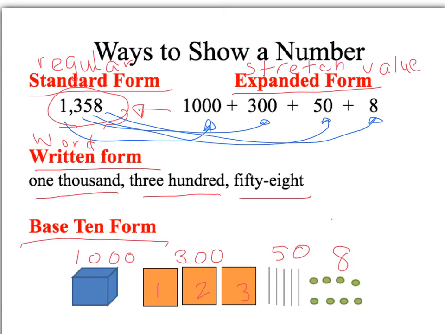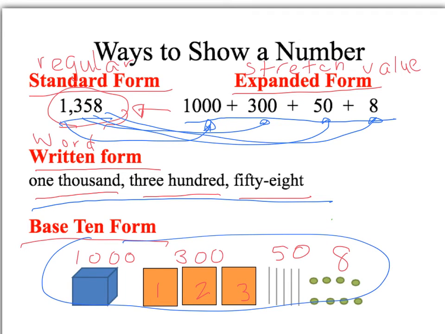Go ahead and glue those flaps or the flip books into your notes, and underneath each of the flaps you are going to write exactly what I have written here, which would be underneath the standard form you're going to write 1,358. Underneath the expanded form you're going to write 1,000 plus 300 plus 50 plus 8. You're going to write the written form, and you're going to draw the picture for the base 10 blocks.